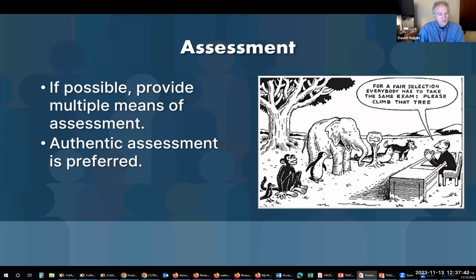If possible, you want to provide multiple means of assessment. Some students may not perform well on certain types of assessment. Authentic assessment is preferred. Certainly when you're doing clinical types of activities, you're doing more authentic assessment. But ideally, authentic assessment attempts to provide the same conditions students will encounter in the real world. So the closer you can get to that, the better.